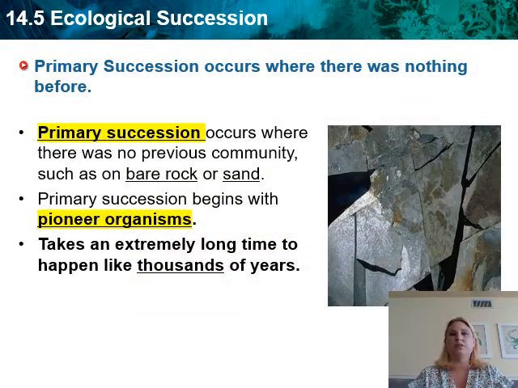So primary succession occurs where there was nothing before, just bare rock. There was no previous community, just bare rock or bare sand, and it has to start with things called pioneer organisms. Just like pioneers went and settled the West in the U.S., they were the first people out there. Same thing with our organisms. They're taking on the feat of settling in this new area. And it takes an extremely long time to happen, like thousands and thousands of years.